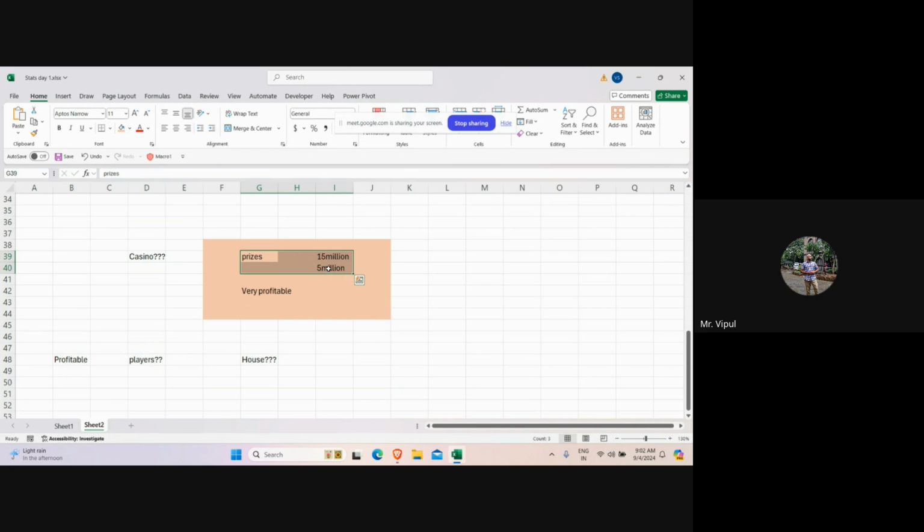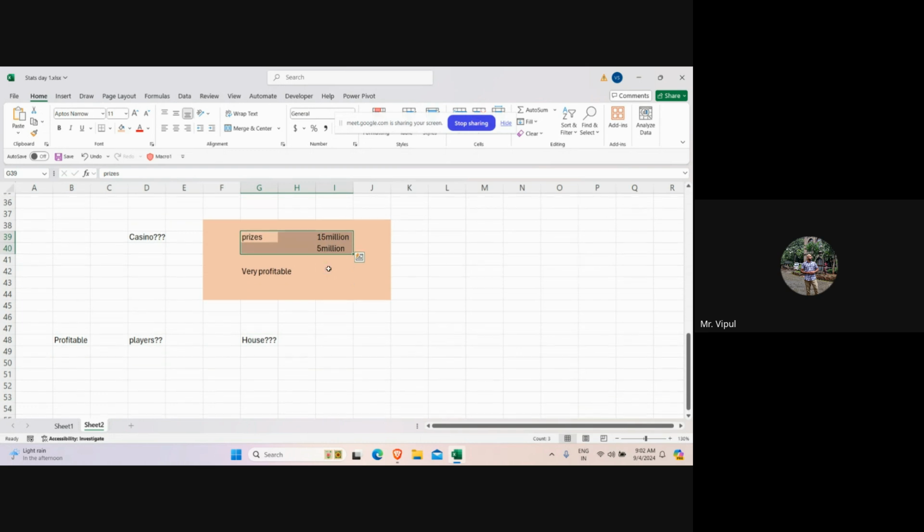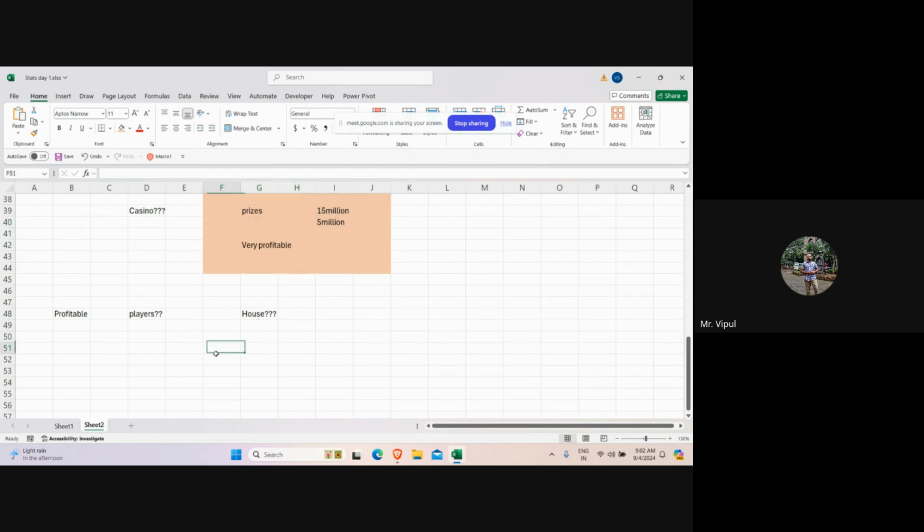Now we'll find all possible combinations. We'll find the probability of each combination. We will use the probabilities to estimate the profit or loss per player. So let's take an example.